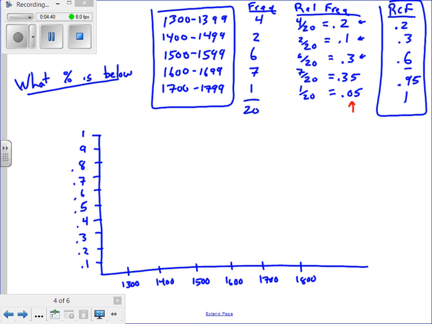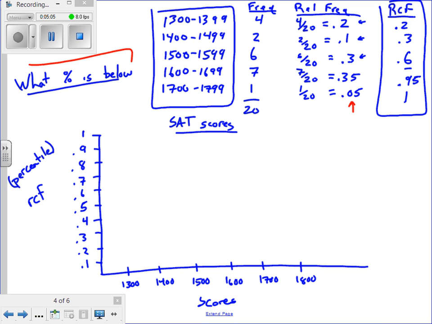So the y-axis here is going to be the RCF. I've also seen people label this as percentile, and that'll make a lot more sense here in just a minute. So this was scores, just so I'm consistent with what I told you guys. SAT scores, we'll give it a title. There we go. And so the question to ask again is, what percentage is below? So let's start right here at the beginning.